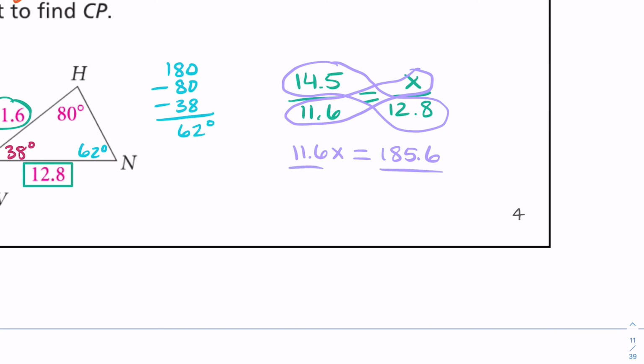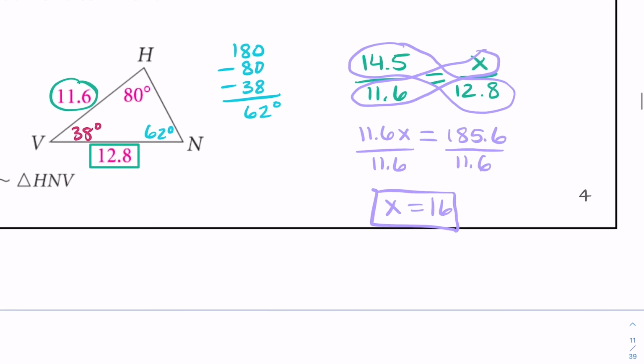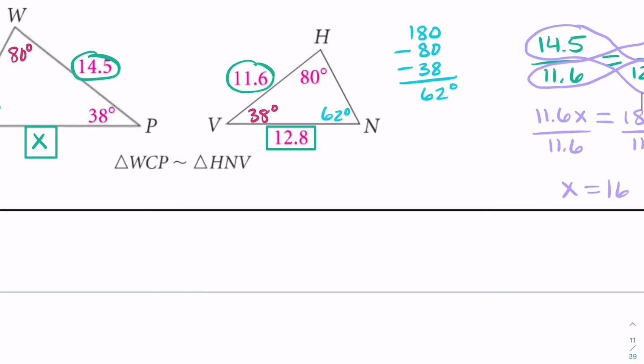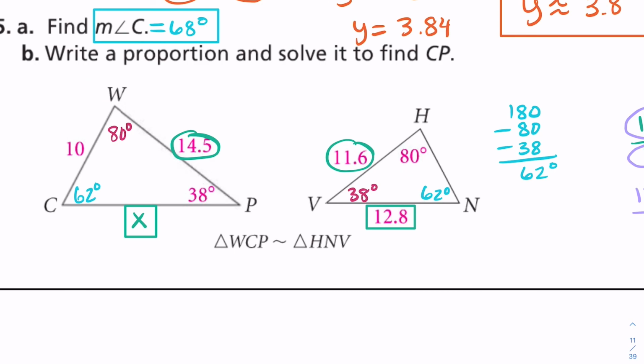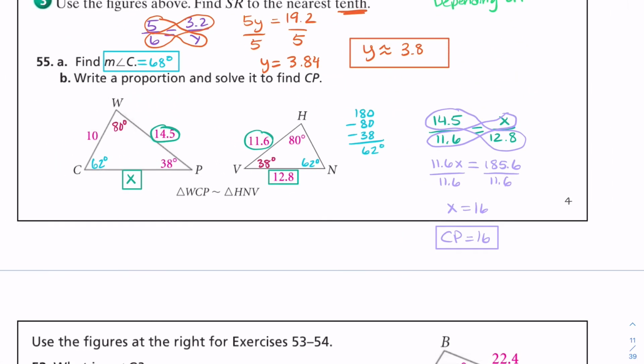I'll divide both sides by 11.6. Okay, so divided by 11.6, and I get exactly 16. So x is 16. But I don't want to write it that way. It says find CP. So I'm going to say CP equals 16. That's how I'm going to answer that question, not x. X is just a variable, but the side length of CP is 16.